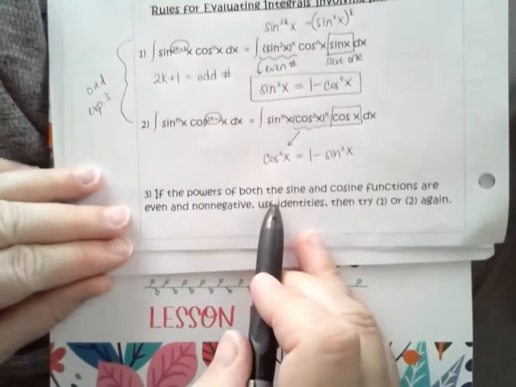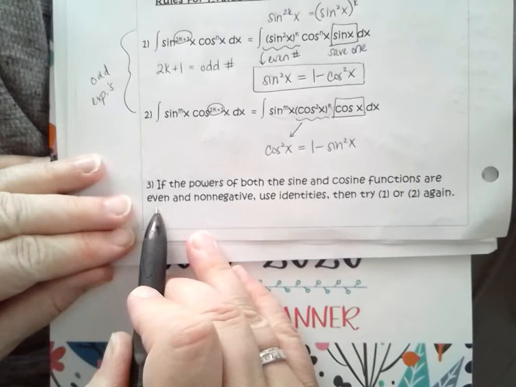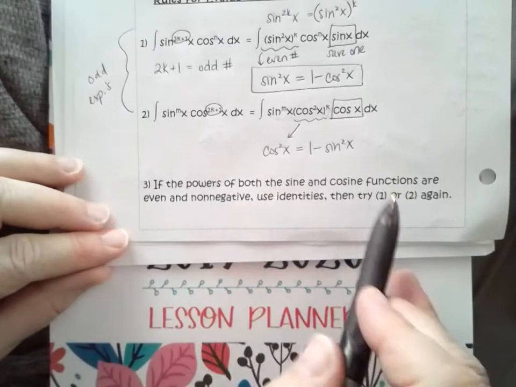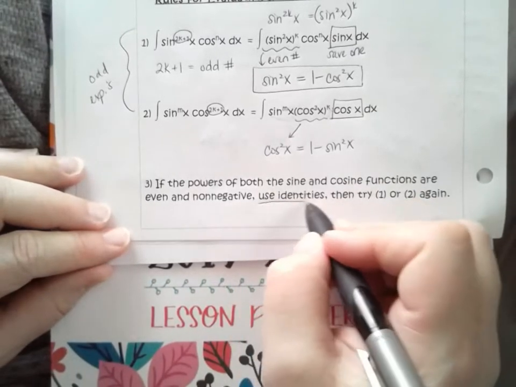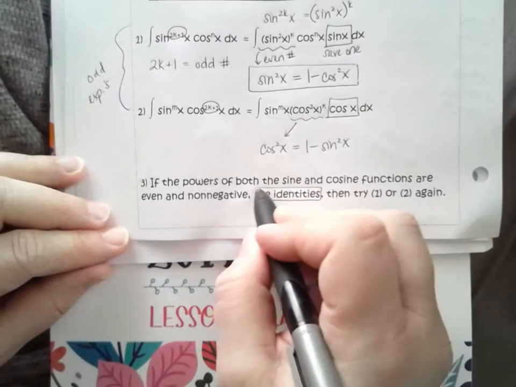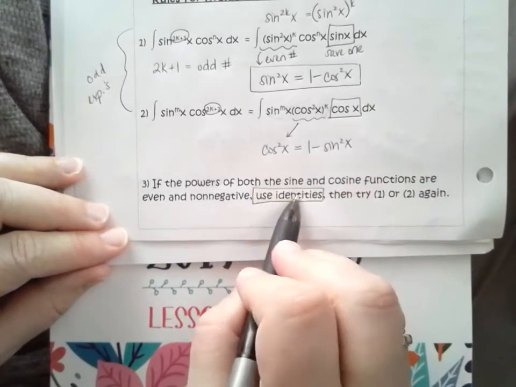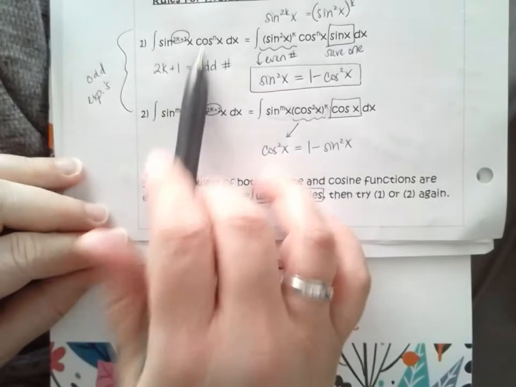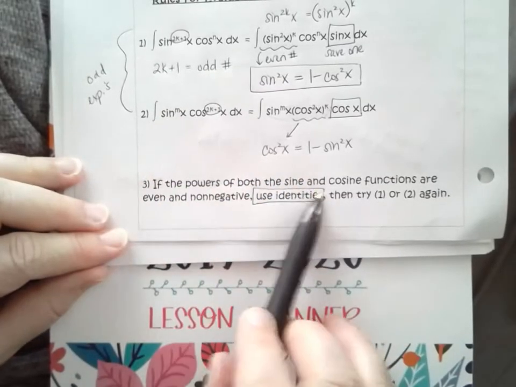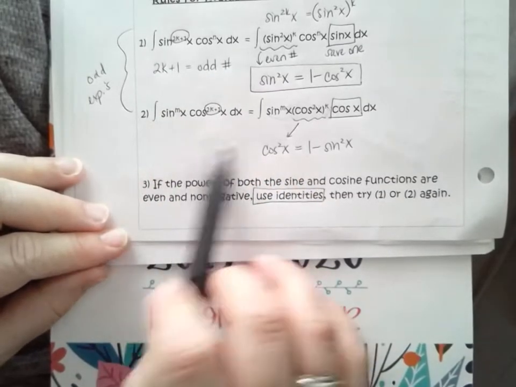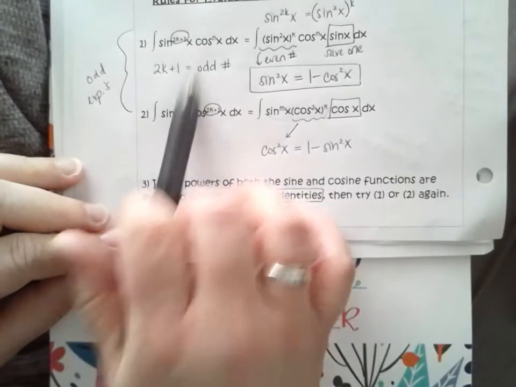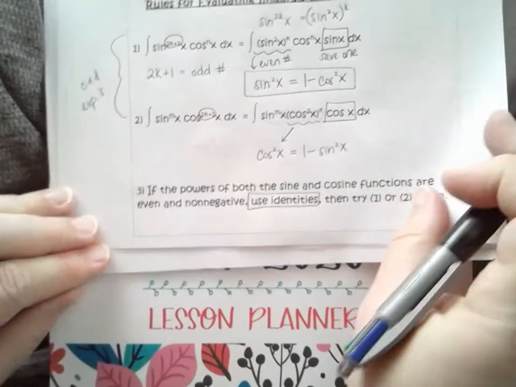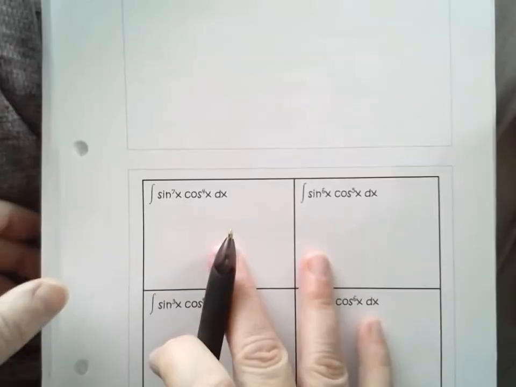But what happens if they're both even? If they're both even, then what we're going to do is use some identities to manipulate them a little bit, and hopefully that will change it to something that would fit more into one of these categories. So this is where we're going to focus our attention. If they're both even and non-negative, then we'll try something to get them to fall into these categories, okay? All right, so let's see this.